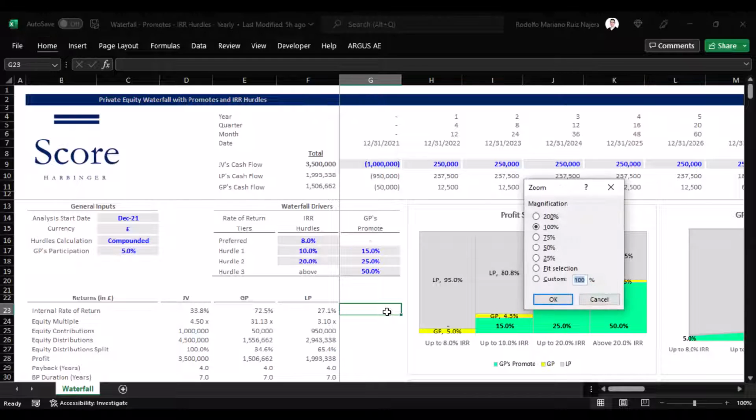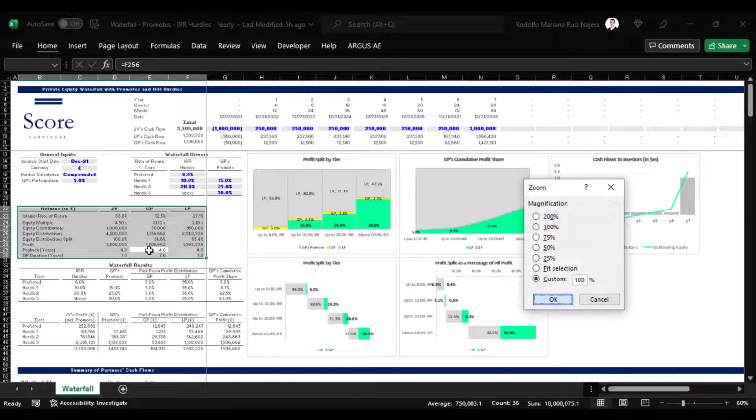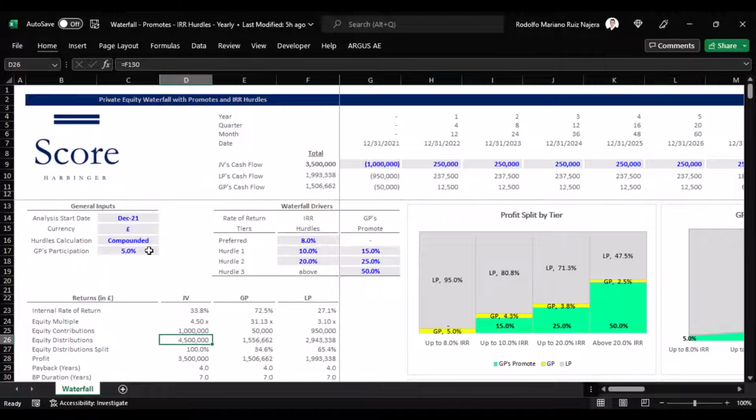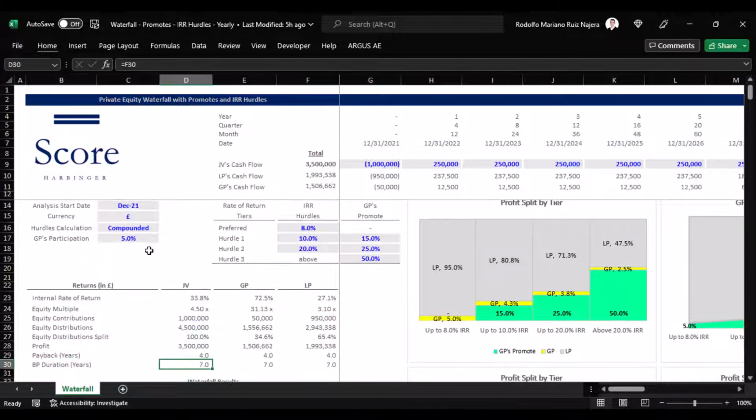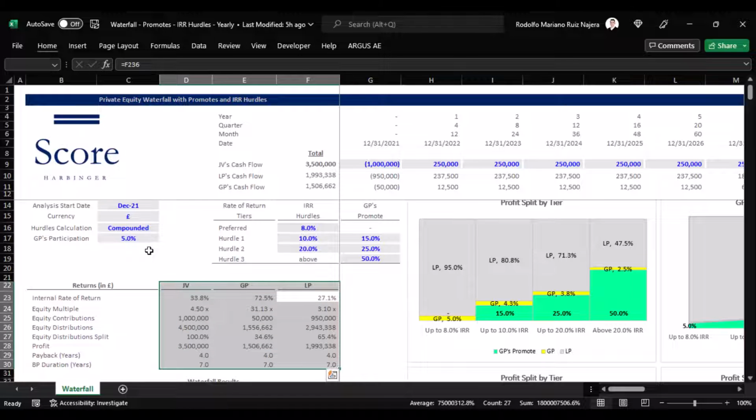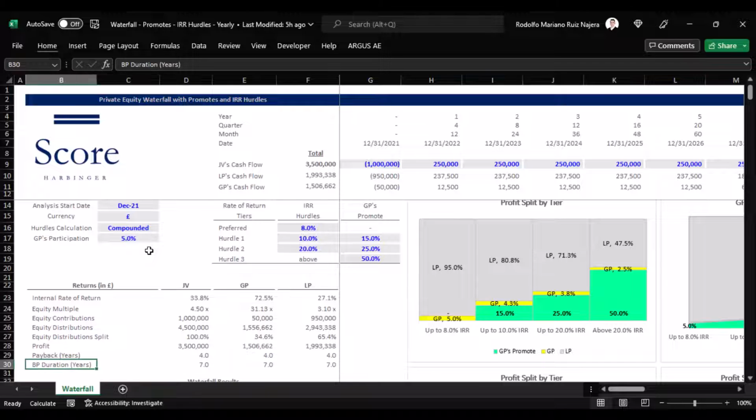Down here we present the main return metrics any typical investor would like to look at, such as the IRR, equity multiple, contributions, distribution split, profit, payback period, and business plan duration. Now we're breaking this down by partner and we're also showing it at the JV level, meaning right before the GP-LP split takes place. But this summary is perhaps the most important piece of information of the whole model because it is answering the most fundamental questions anyone would think about when it comes to investing.